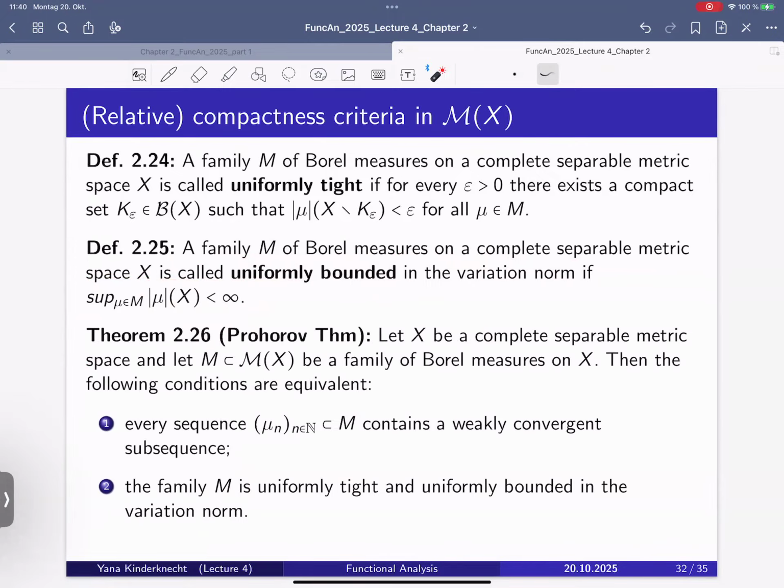This is a very important theorem, named after Prokhorov. Prokhorov's theorem. Let X be a complete separable metric space, and let M be a subset of the set of real valued Borel measures on X. Then the following conditions are equivalent. First, every sequence mu n in M contains a weakly convergent subsequence. And the second statement is that the family M is uniformly tight and uniformly bounded in the variation norm.